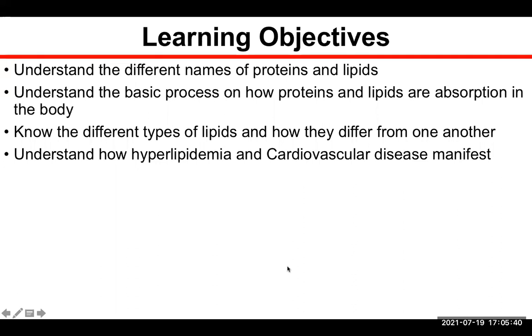So for these learning objectives, like always, if you know what they are, you're going to do fine on the exam. So just understand the different types of names that exist for both proteins and lipids. Understand the basic process of how proteins and lipids are absorbed in the body, and be aware of some of the enzymes that are involved in that. Know the different types of lipids and how they differ from one another, because there's going to be a few different ones that I go over. So it'd be a good idea to understand the key structural differences between them. And then I want you to understand what hyperlipidemia is and how that could lead to cardiovascular disease.